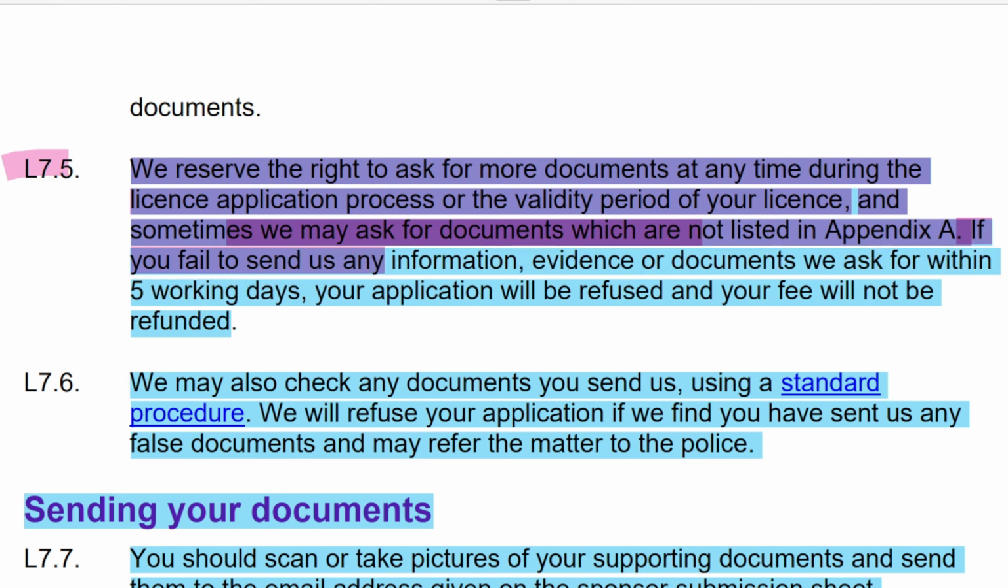If you fail to send us any information, evidence or documents we ask for within the 5 working days, your application will be refused and your fee will not be refunded.